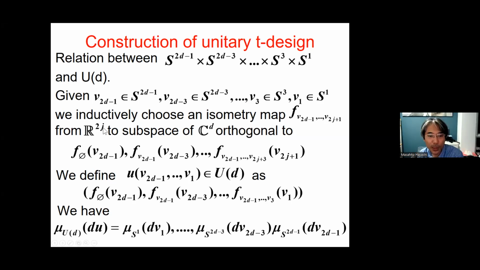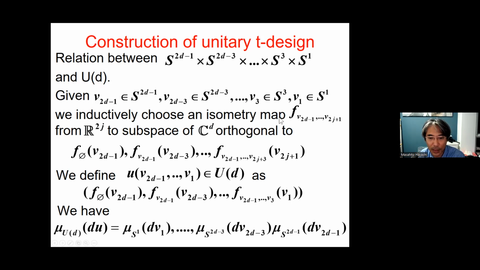Firstly, you need to define F_1. F_1 is an isometric map from R^D to C^D. This is the natural one, so we choose the natural isometric map from R^D to C^D first. And the second one, we need to define this one. But in this case, you have already defined this vector. So depending on this vector, this mapping should be defined such that the image is orthogonal to the first one.